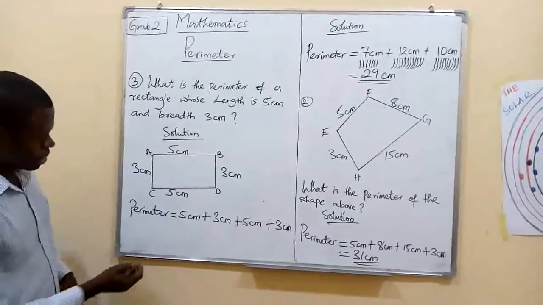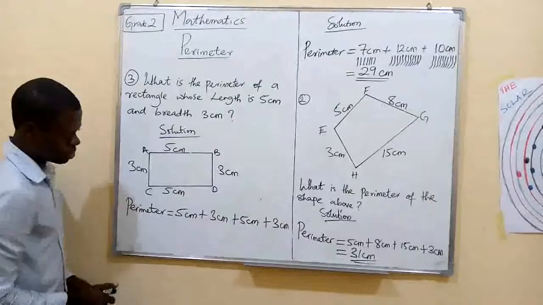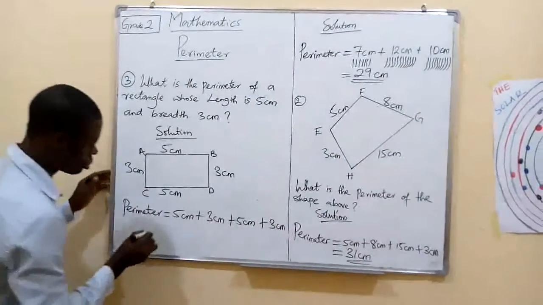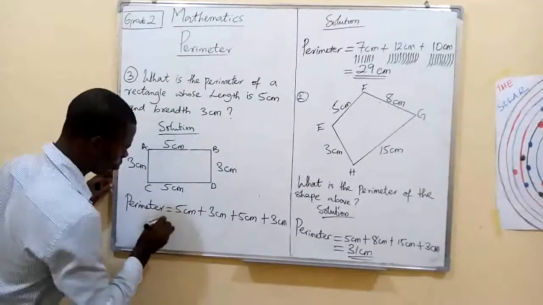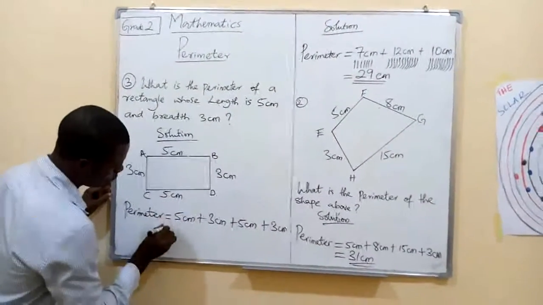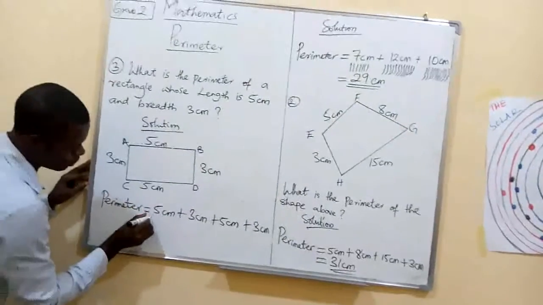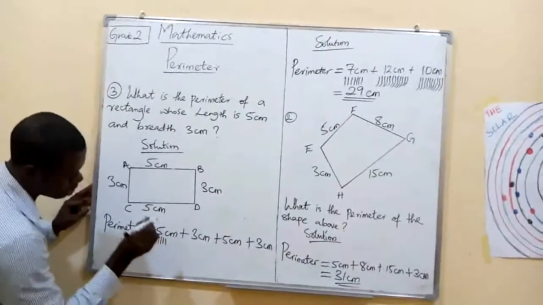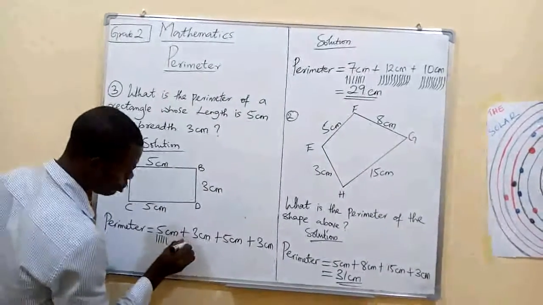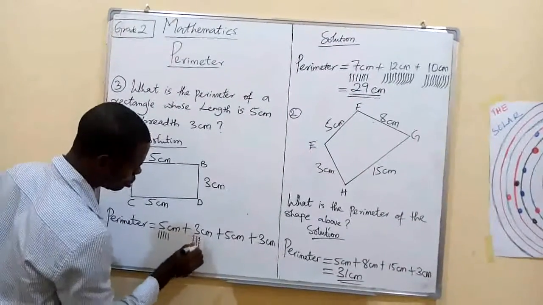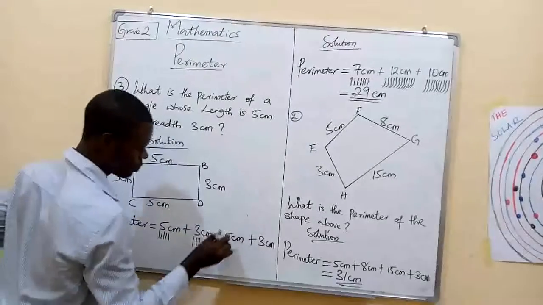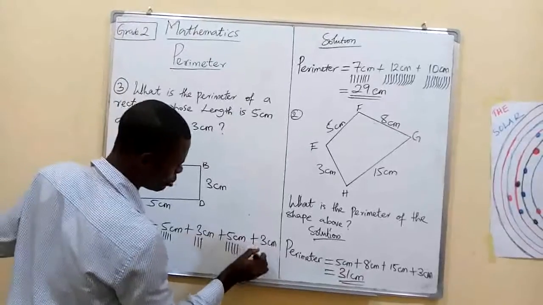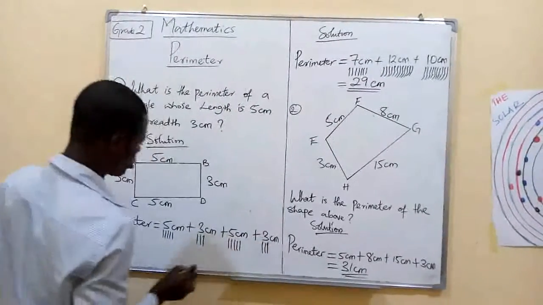Alright? So next you are going to add up these figures together. Or you can use your counters or strokes to represent those numbers to make your work simple. This is 5. So we're representing this number with 5 strokes. Count with me. 1, 2, 3, 4, 5. And what do we have here? 3. 1, 2, 3. What do we have here? 5. 1, 2, 3, 4, 5. And what do we have here? 3. 1, 2, 3.